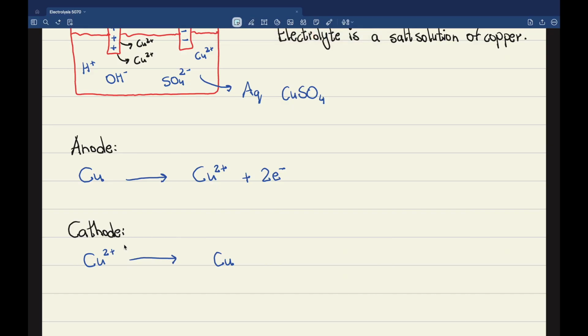And let's balance the number of particles, that are already balanced. Let's balance the number of charges. How many electrons does it need? It needs 2 electrons, and this is what's happening. This is what's happening at the cathode.